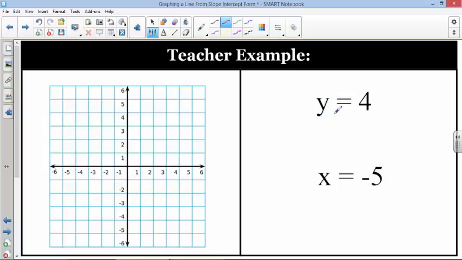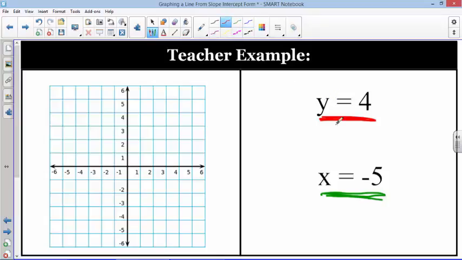Alright, so in this example we have y equals 4. I'm going to highlight this one in red. And then we have x equals negative 5. So when you see this as just one variable, y equals something or x equals something, what this is letting us know is that we're going to have either a horizontal line with a 0 slope, or we're going to have a vertical line with an undefined slope.